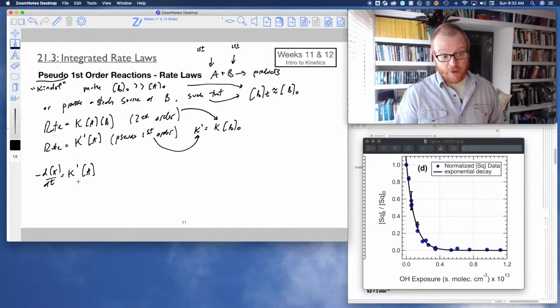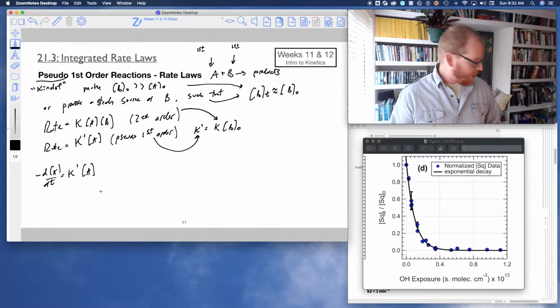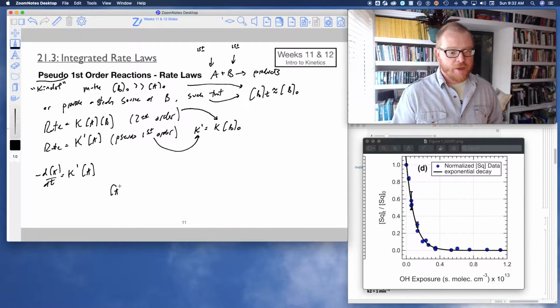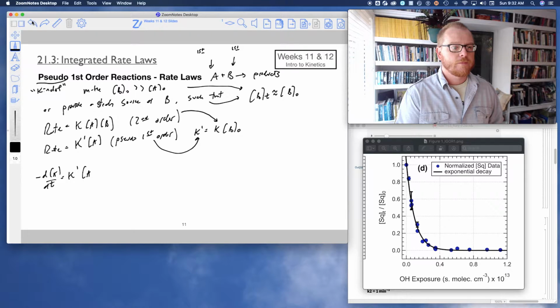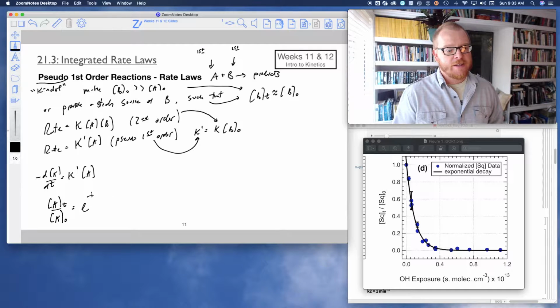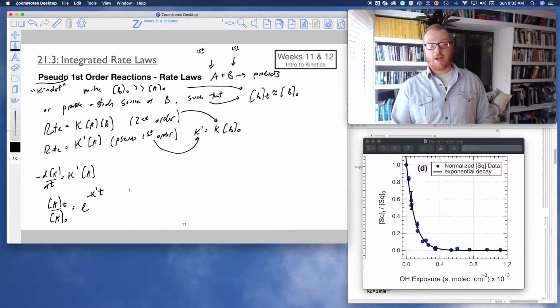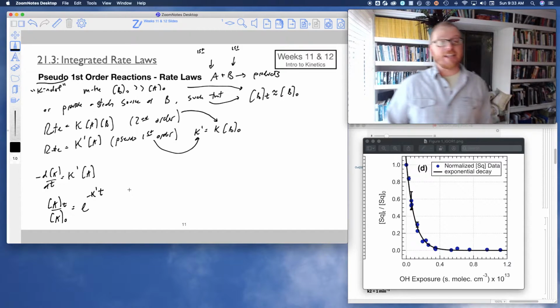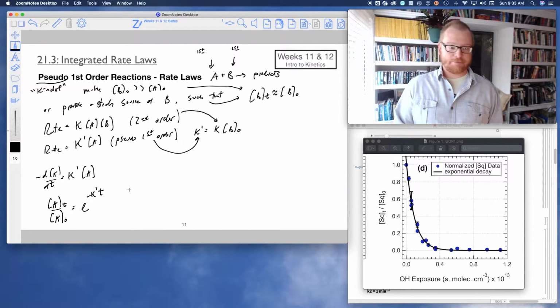So for example, when I go to solve this, let me make some more room. So I'll write this under here. I'm going to put this in relative units. A of t over A0 equals e to the negative k prime t. Okay? And so that would give us a nice exponential first order decay.